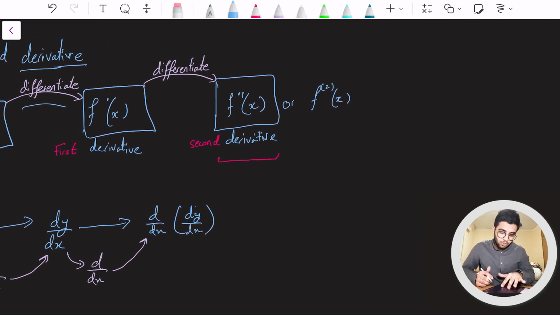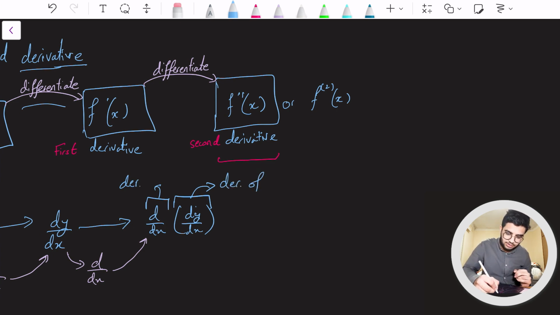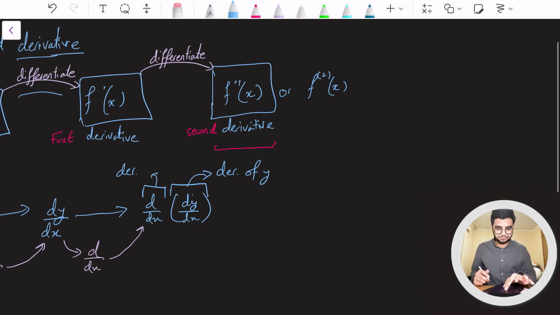So how do you read this? Well, this is the derivative of the derivative of y. Basically the same definition we gave up here, but same problem: very a lot to say, also a lot to write now.